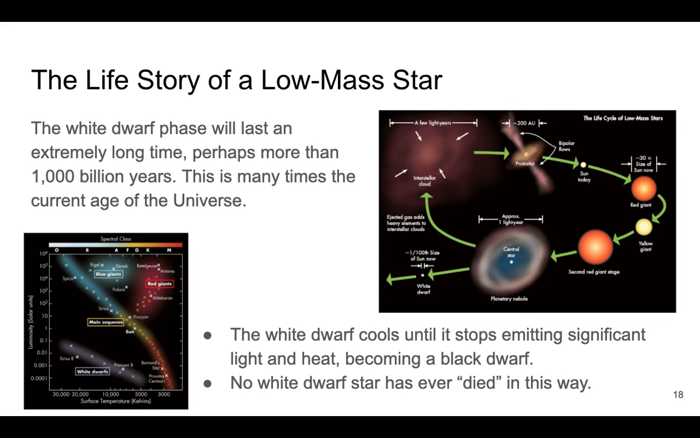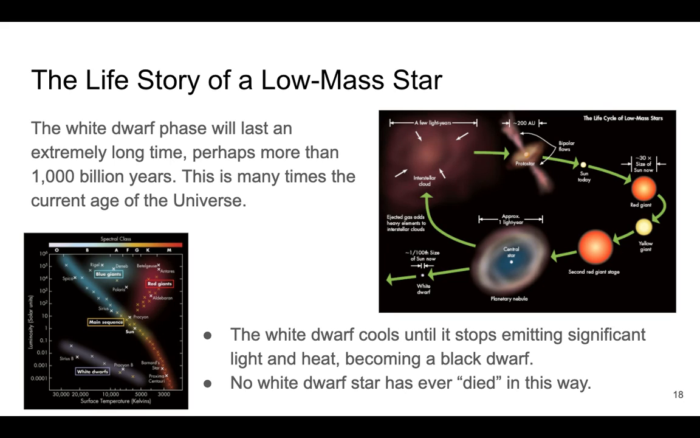So this white dwarf phase is going to last for a very long time. This white dwarf is the core of the sun. It was extremely hot, so it's going to stay extremely hot for a very long time, perhaps more than 1,000 billion years, perhaps more than 1,000,000,000,000 years. The universe is only about 14 billion years old, and this white dwarf corpse of the sun is going to be a white dwarf for 1,000 billion years. So 1,000 is far greater than 14. This is many times the current age of the universe.